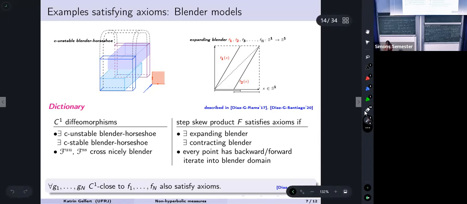And you can show that this is an open property. So for any set of maps which are C^1 close to one set of maps which satisfy these properties, you also have these axioms. So it's an open property. You get lots of examples. Okay.